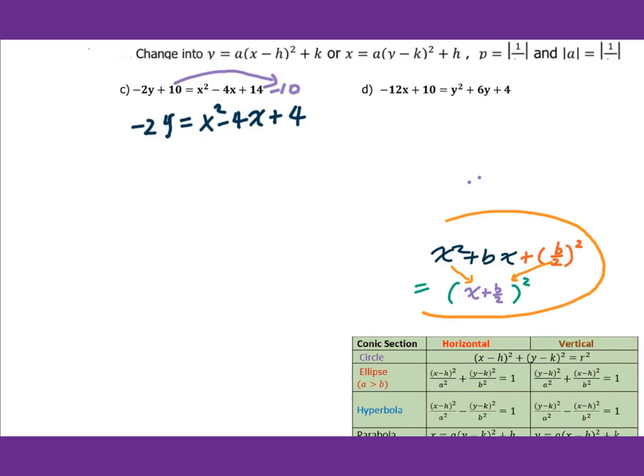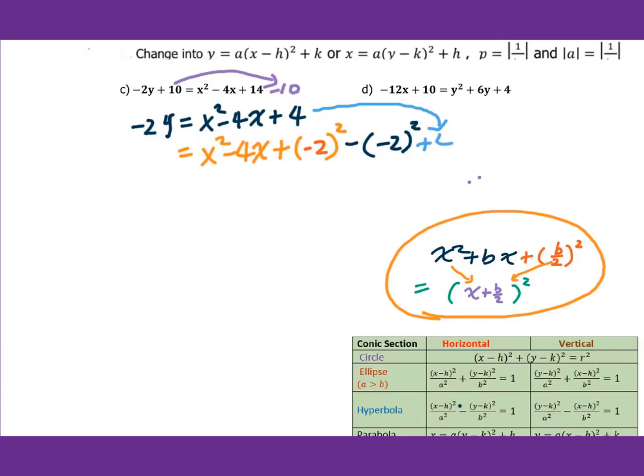This is the completing the square formula. So we get x squared minus 4x plus something squared. That is negative 2 squared. Since on the same side you have to subtract negative 2 squared, then bring down this 4 over here. You will get, this is completing the square, x minus 2 squared. This one will be 0, so you don't have to write it down. Negative 2y equals x minus 2 squared.